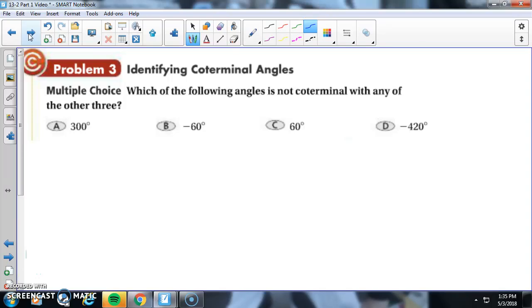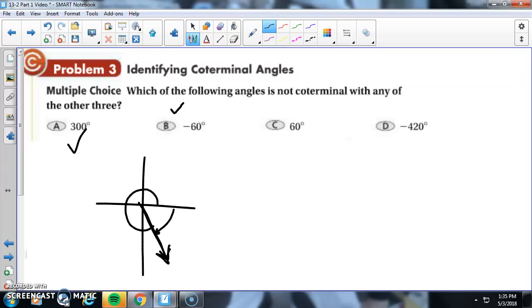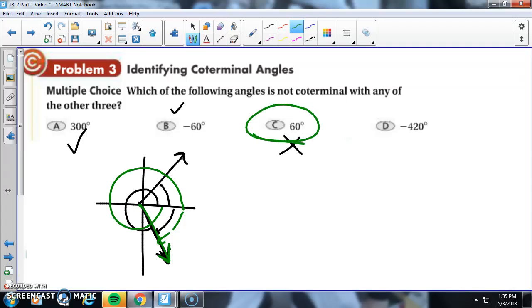So identifying coterminal angles, let's sketch. We are looking for the angle that is not coterminal. 300 degrees, I'm going around and ending here. Negative 60 degrees, going around and ending here. So check in, check. 60 degrees, I'm starting and going up 60. This does not. Let's double check our last one. Negative 420. I'm going to go down. Around is 360, and 60 more will give me 420. Therefore, C, 60 degrees, is not coterminal with any of the other three angles.